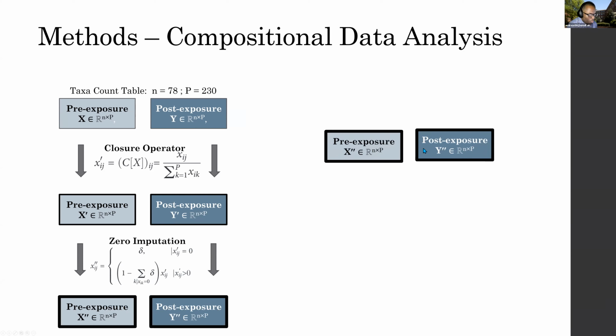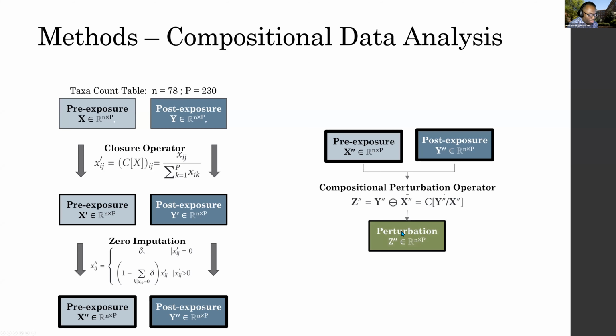And then from those, what the title also mentioned was a perturbation. What we're really interested in, because you can't directly measure how the gut microbiome changes from pre to post if you have count data, is that we can leverage this cool concept from John Aitchison called the compositional perturbation operation. We take this closed data after imputation and perform this operation, which is essentially dividing the two matrices and reclosing them. And that's what gives rise to our perturbation.